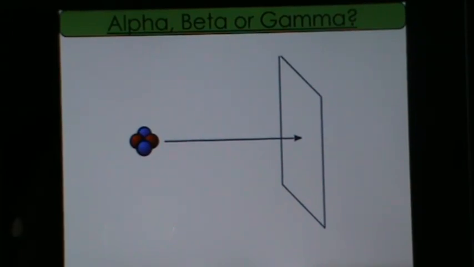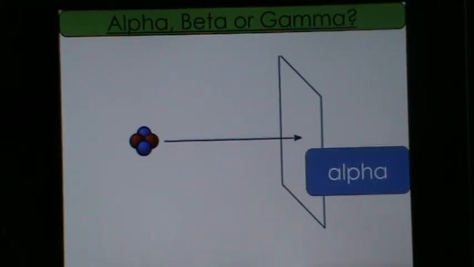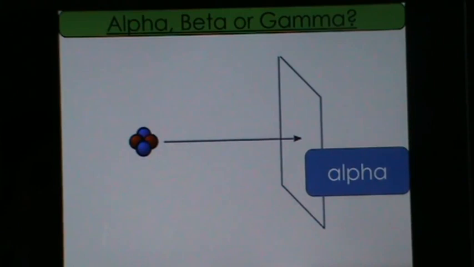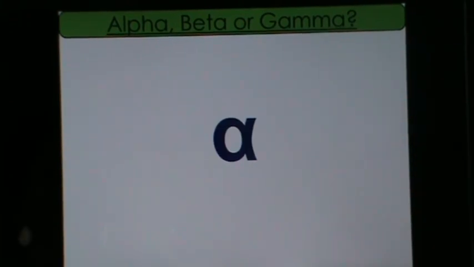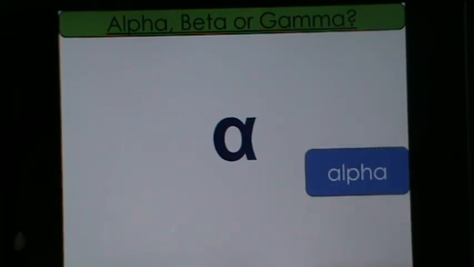Next one, take a look at this. Look at the particle, look at the sheet. 3 seconds. 2, 1, 0. This is alpha. You can see it's a very bulky particle, 2 protons, 2 neutrons, and it's heading towards a sheet of paper which stops it. Next one, alpha, beta or gamma? 3, 2, 1, 0. This is the symbol for alpha.